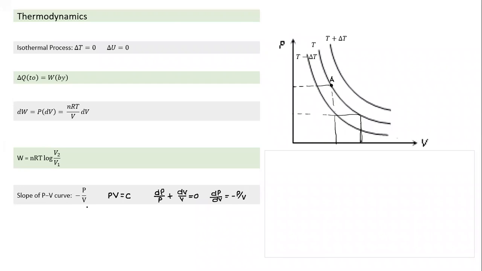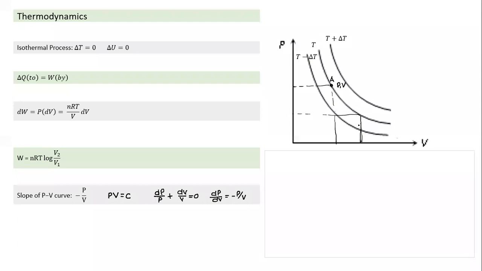So this is the slope of the PV curve for an isothermal process, with pressure being absolute pressure. When we talk about gas here, it's absolute pressure, so both P and V cannot be negative. It means the slope is always negative. So first of all, we understand the slope will always be negative. Second thing, let's understand here. This point is PV.